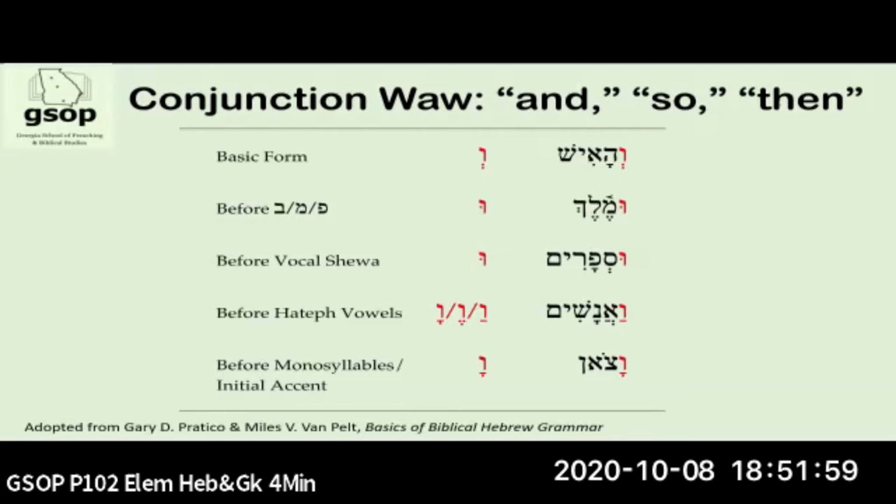Listen, you don't need to memorize any of that. You need to know that 90+% of the time, the vav is the beginning of a word. It's a conjunction. It means and, but, even, or also. That's what you need to know.